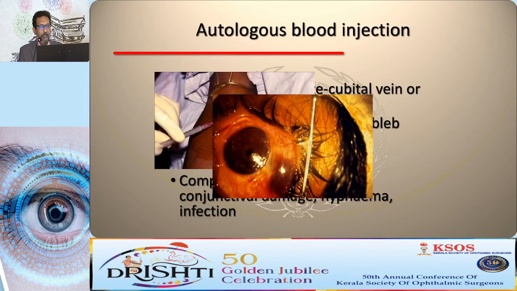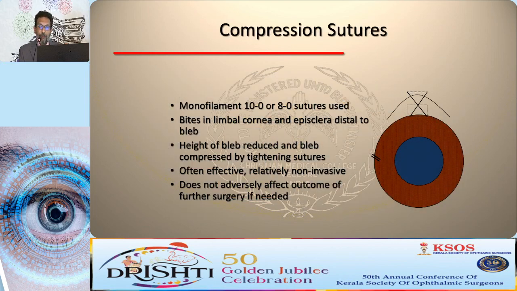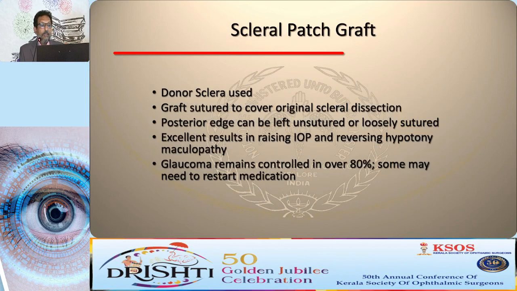So this is the technique of autologous blood injection. I'm going fast. It looks ghastly and it doesn't always work. In fact, it works about 50% of the time or less, but it's a very, very innocuous intervention, and I don't hesitate to use it. Compression sutures, this illustrates the compression, and they work very well. The scleral patch graft uses donor sclera.